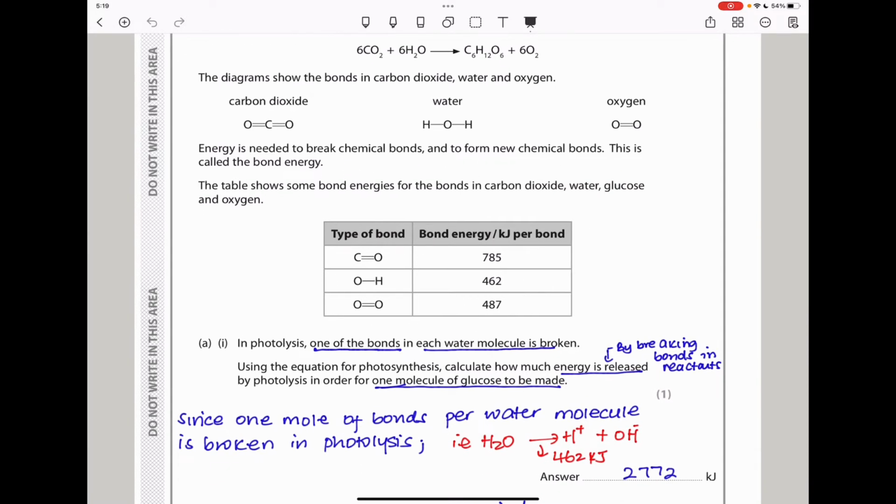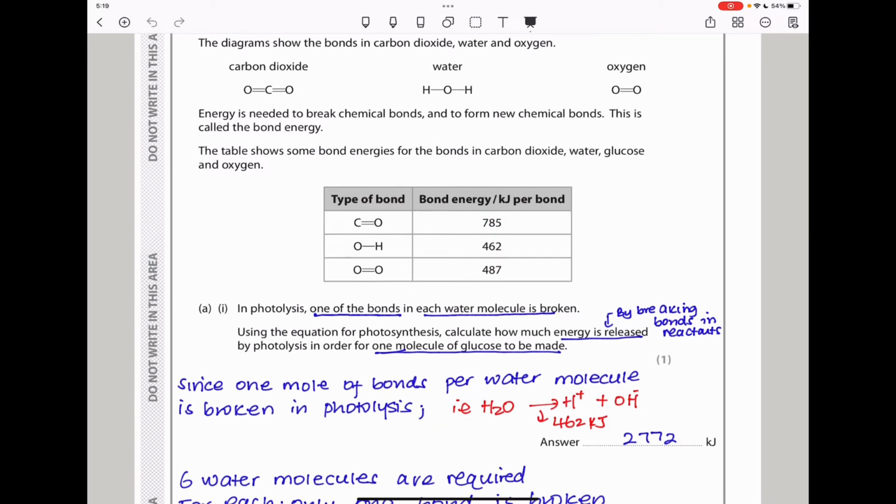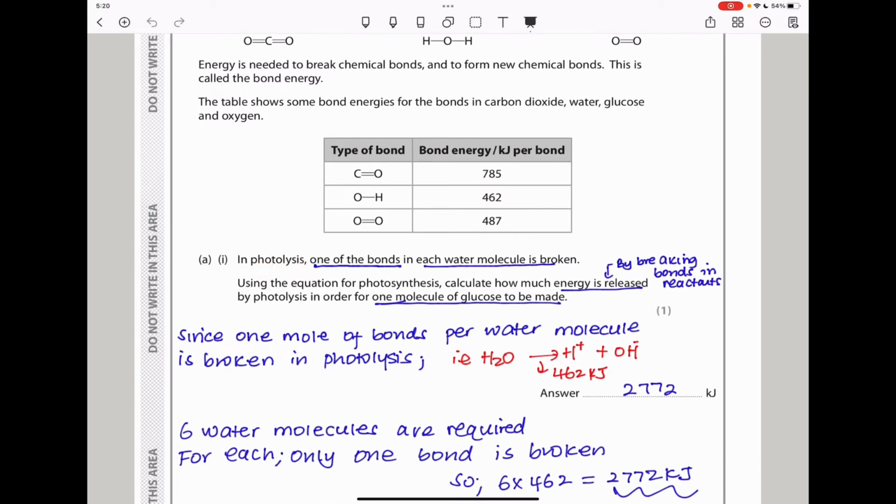So they say the type of bond. This is information in the table, the types of bonds and their bond energies. So they ask, in photolysis, one of the bonds in each water molecule is broken. Remember, they've said one of the bonds. Using the equation for photosynthesis, calculate how much energy is released by photosynthesis in order for one molecule of glucose to be made. Now, what we need to know is, since one bond is broken, only one bond, and you remember we have many of those.